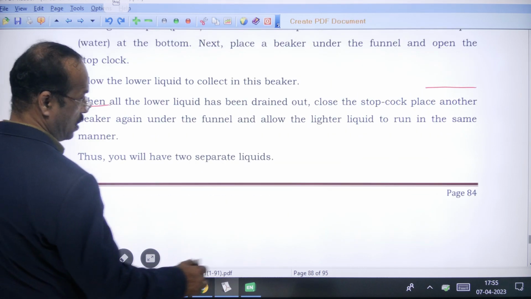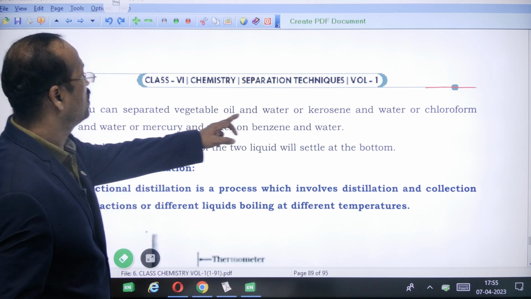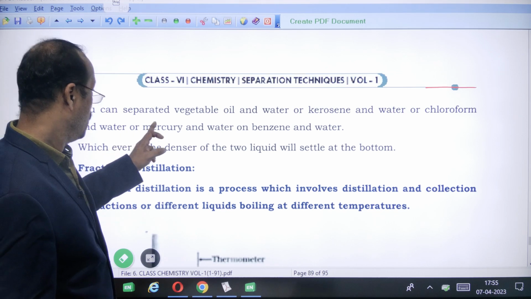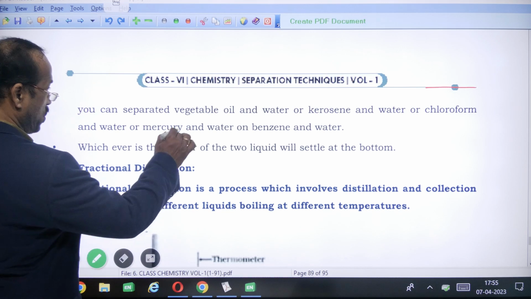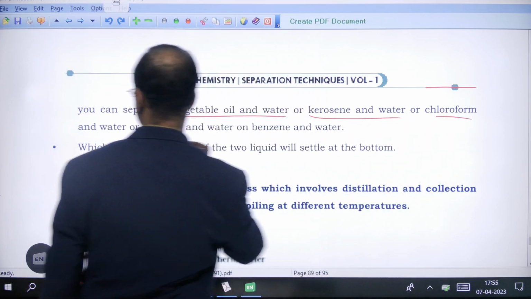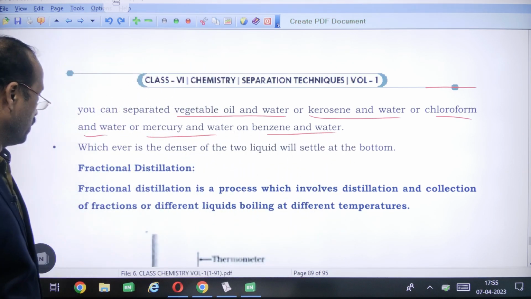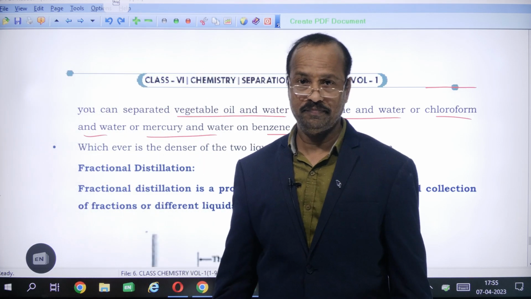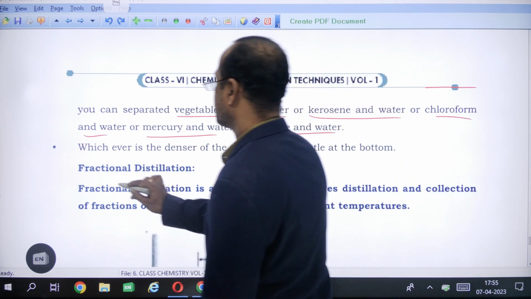Now, in this method what can we separate? We can separate vegetable oil and water, kerosene and water, chloroform and water, mercury and water, benzene and water. These things you have to remember. All these things we can separate by using this separating funnel method. Clear?